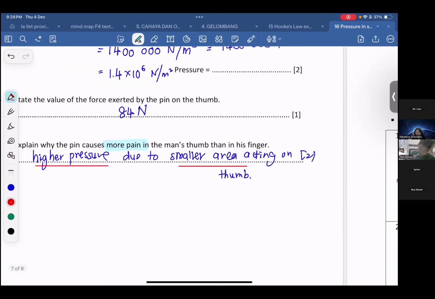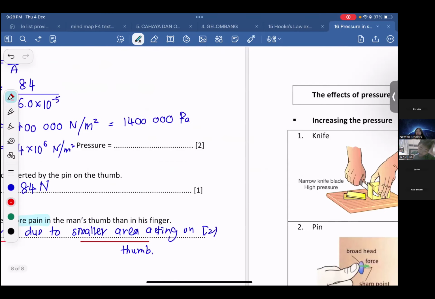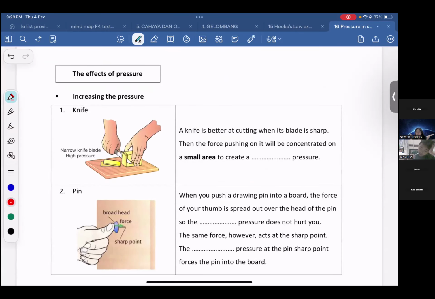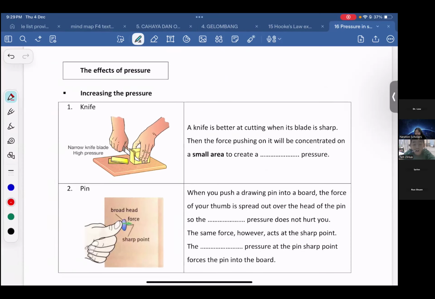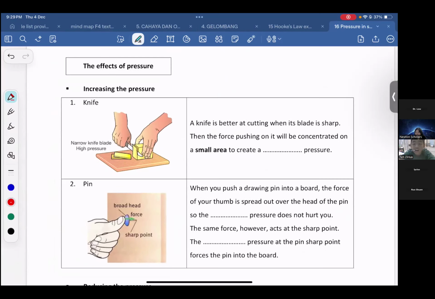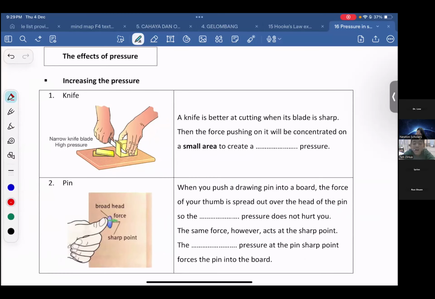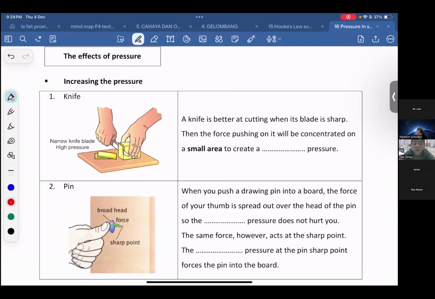Okay, dear, here, how we relate physics with our life. My students always say, teacher, why do we need to learn physics? We are not using it in our life. No, we are using physics in our life every day, okay? You use it, but you don't know. The knife here cuts better because it has a small surface, sharp. Sharp is a small surface area, then you will produce a high pressure. That's why you can cut easily.